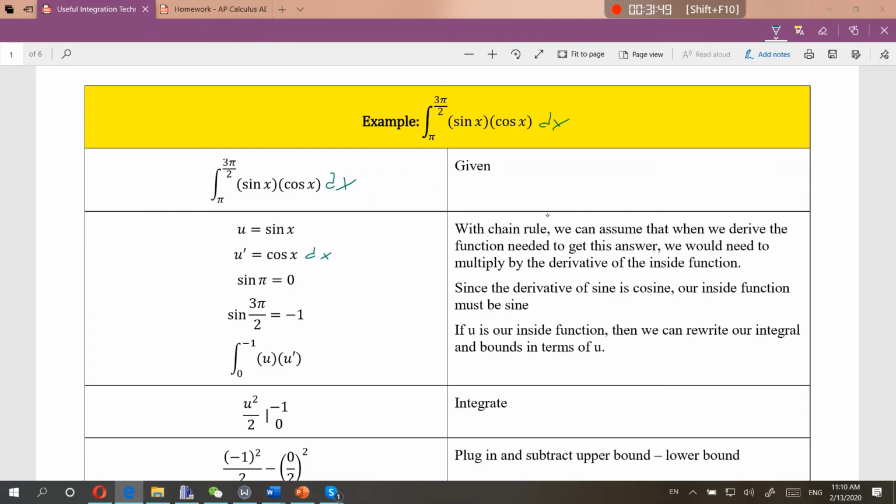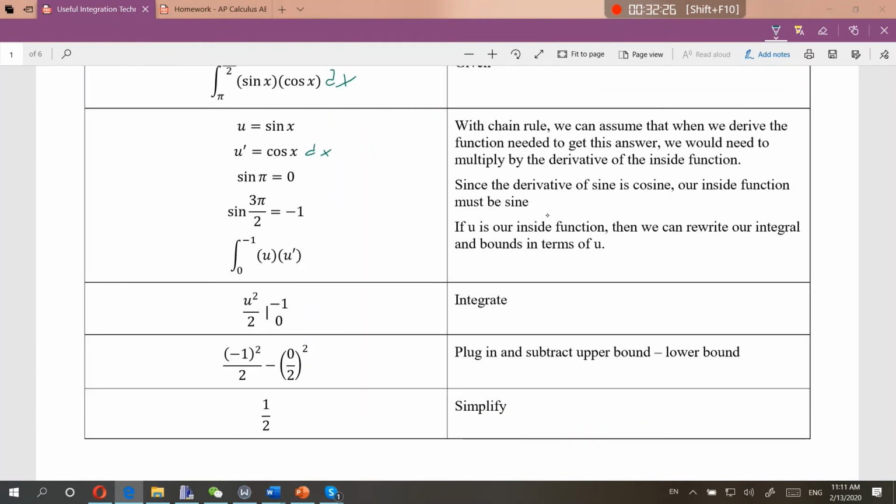Now, there's two ways of doing this. You could ignore your bounds, integrate, change everything back in terms of x and plug your bounds in. Or you could change your bounds. If u is the sine of x, and this was originally pi, then u would be the sine of pi, which is 0. If this was 3 pi over 2, then the sine of 3 pi over 2 would be negative 1, so the new bound would be negative 1. And now I'd never have to change back in terms of x. I can just integrate normally in terms of u, and I would get the same answer.